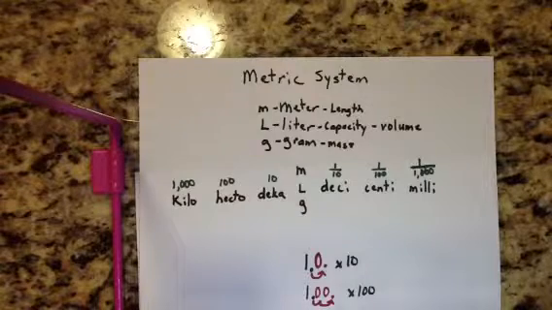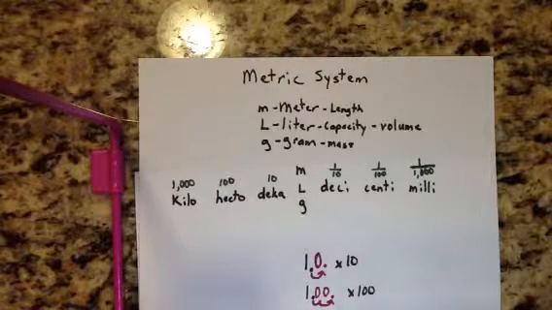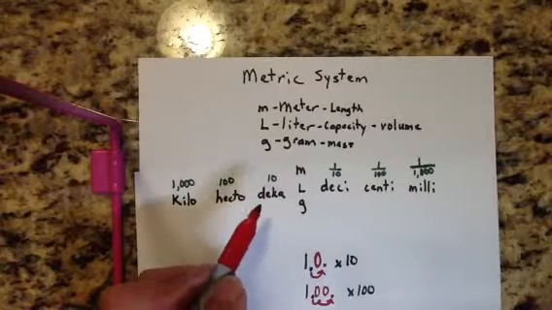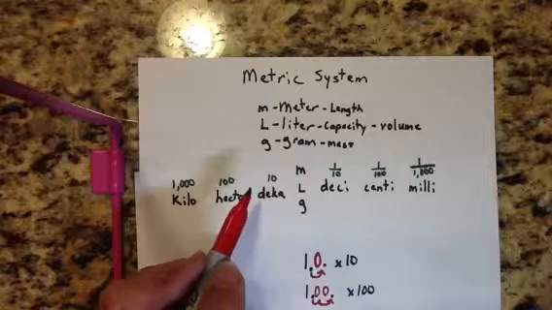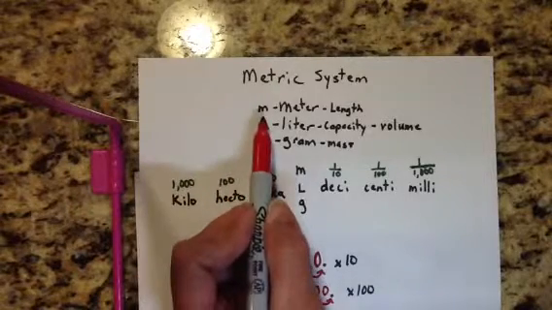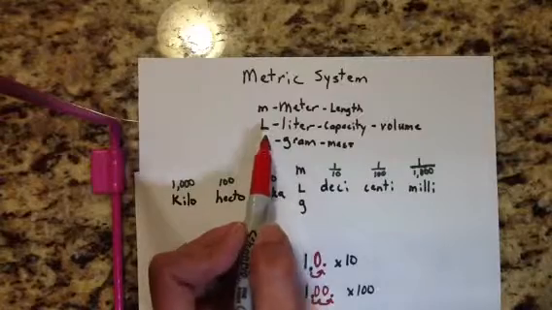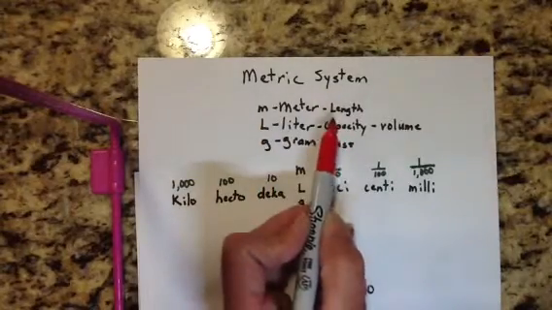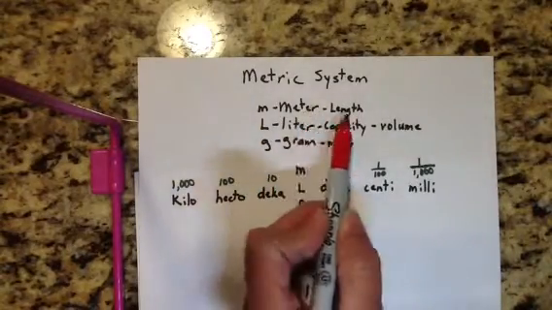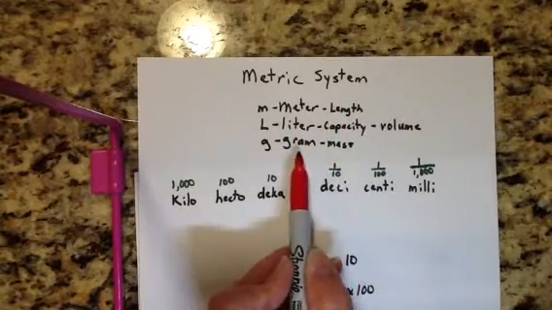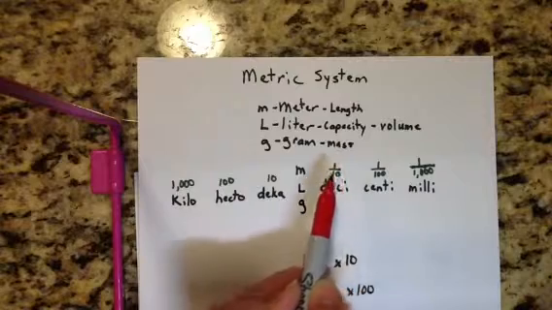And capitals and lowercase do make a difference when you're abbreviating, because the capitals can sometimes mean something else and vice versa. So you want to make sure that the L is capitalized as you abbreviate liter. Okay, and what are they measuring? The meter is measuring length, the liter is measuring capacity, and the gram is measuring mass.